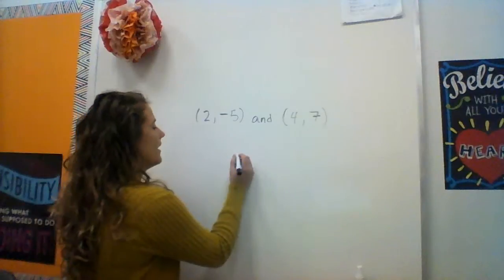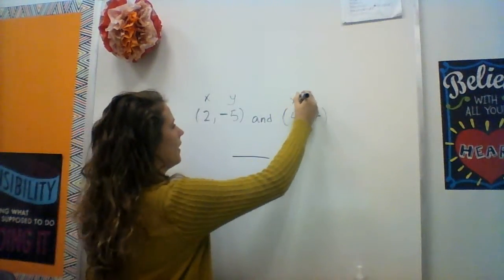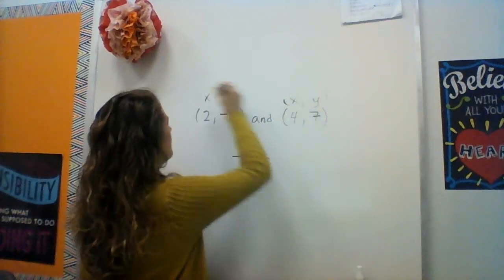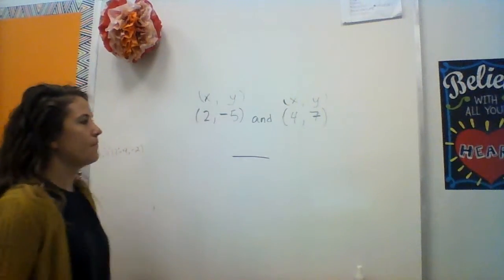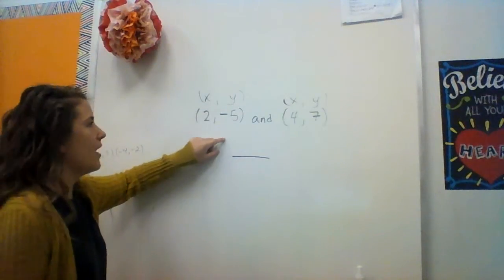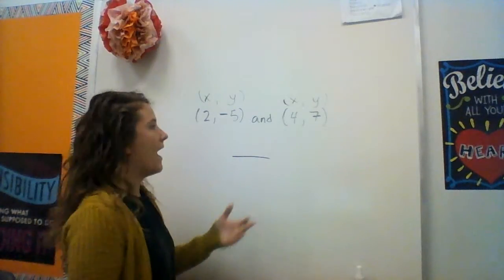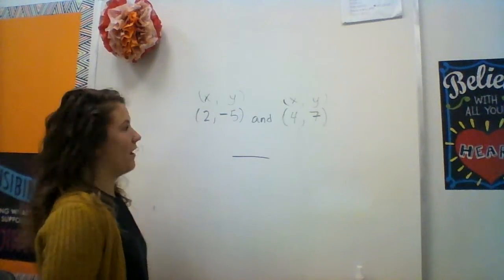Now in order to do that, I need to take my y values. This is my x, my y, x, and y. Sometimes I like to label that so I don't forget them. I have my y values, they need to be on top, and my x values need to be on the bottom. I need to take one y value and subtract it from another y value.